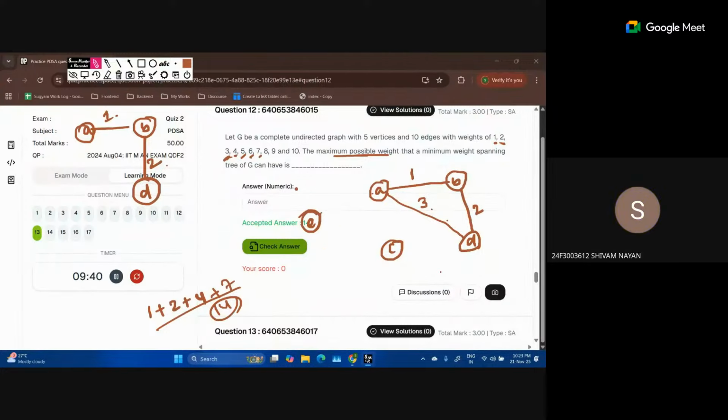What's the concept? We have to ignore the smaller values. We are ignoring smaller values because we need the maximum possible weight. We have to build a graph such that if we take its minimum weight spanning tree, then it will have the maximum possible value. So that is why we want to ignore this 3, so that the minimum weight spanning tree of this resulting graph will be the maximum. Understood? You get it? Yes ma'am, understood. Okay. So this is how you solve it.